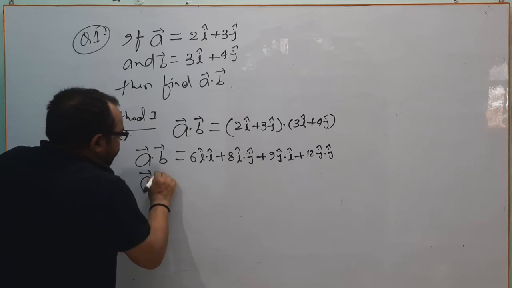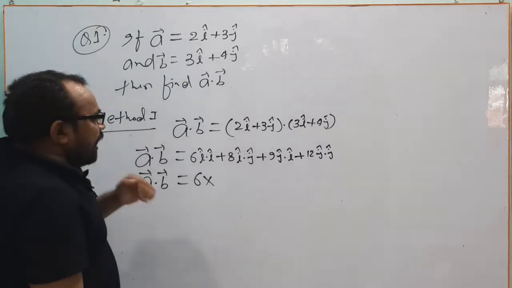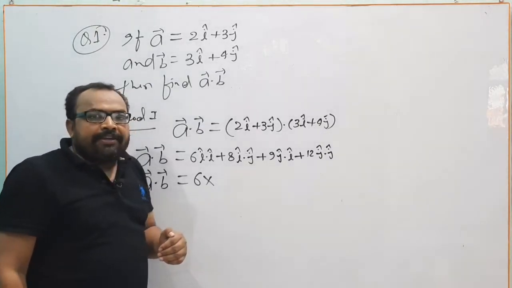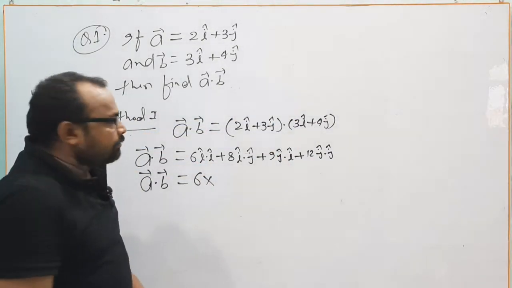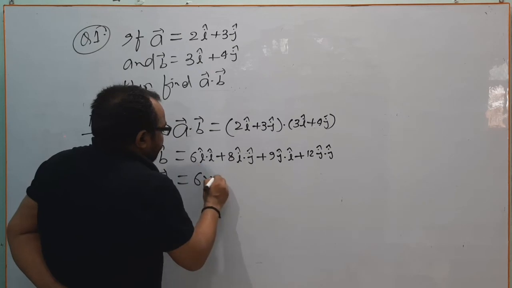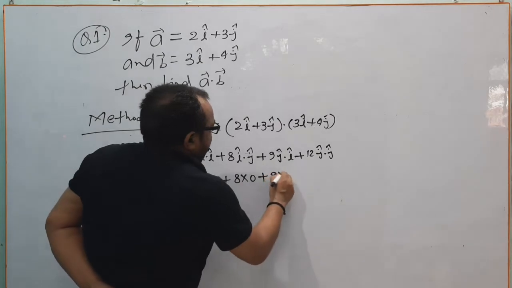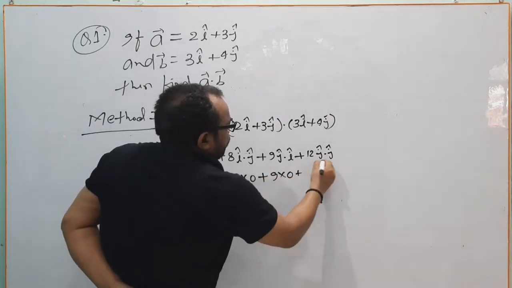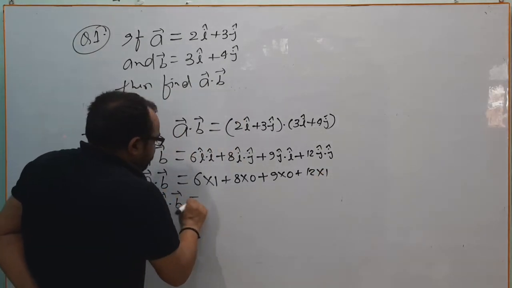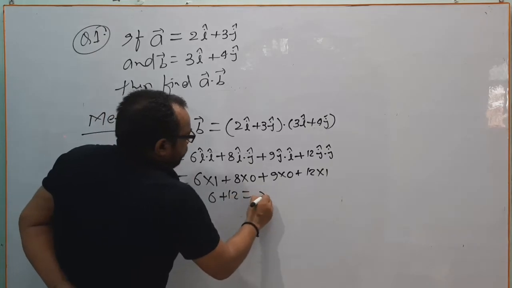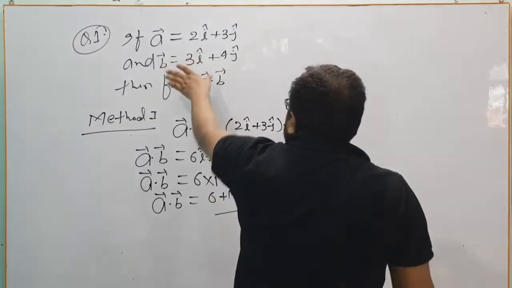Now the result will be A dot B is equal to 6 into, we have already discussed i dot i, it is 1, so 6 into 1, plus i dot j is 0, so 8 into 0, plus 9, j dot i is also 0, and j dot j is 1, so 12 into 1. The answer is 6 plus 12, and it is 18. This is the first method of solution of this numerical.